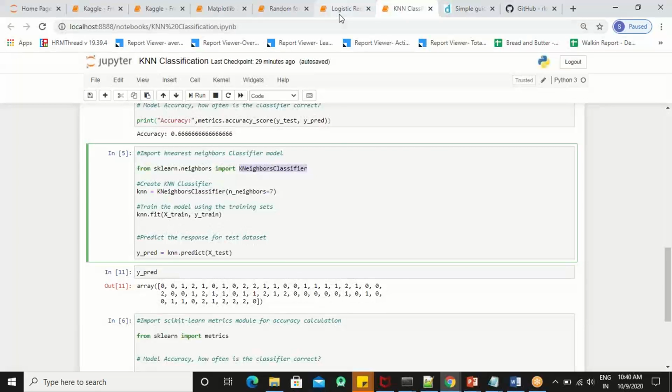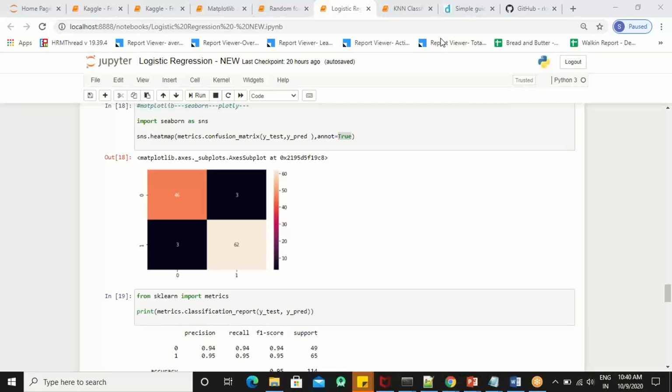So going back to this, there are two kinds of errors, and both of these are actually errors. False positive is the type 1 error and false negative is type 2 error. False negative is when you are predicting something as negative.